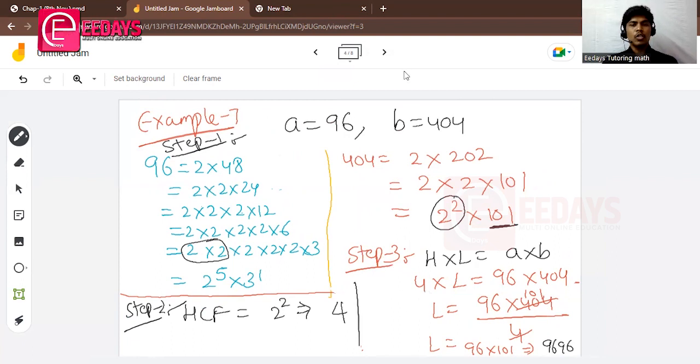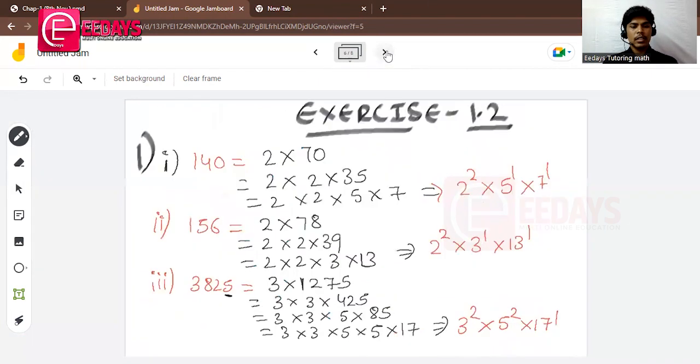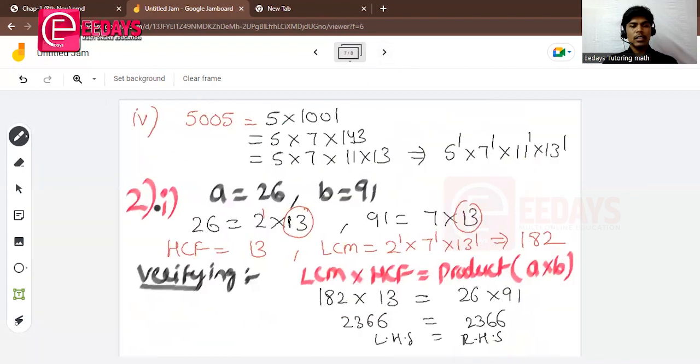Some questions are given like verification. You can do the verification like this. After getting the HCF and LCM, no need to stop there. You just verify whether it is correct or not. We write the formula: LCM into HCF is equal to the product of A into B. Substitute all these things. LCM you already got, 182, and HCF 13. The two numbers given in the question are 26 and 91. Substitute and you'll get 2366 on both sides, the same answer.